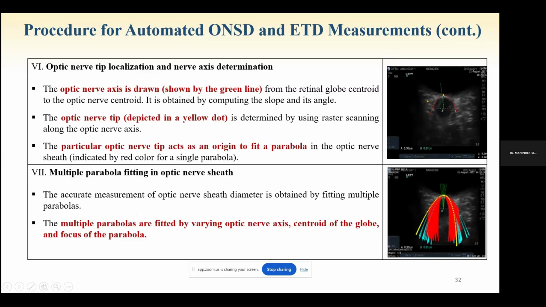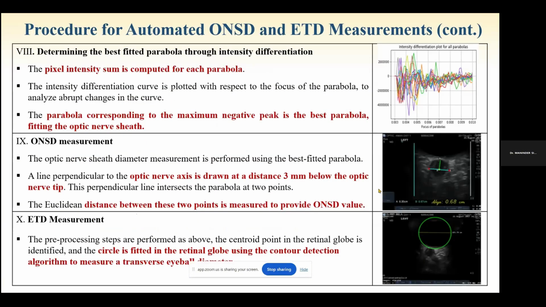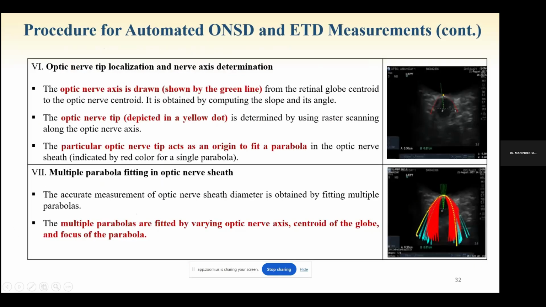So to get the good region, we drew multiple parabolas, and we also plotted the intensity summation for each parabola. You can see we plotted an intensity summation curve for each, and wherever we get the maximum negative peak, that is the parabola we selected as the best parabola. You can see we plotted it with a yellow line, the best one, which has the negative peak.